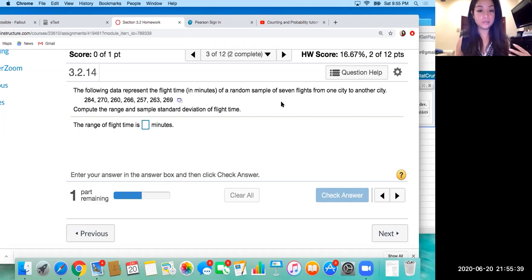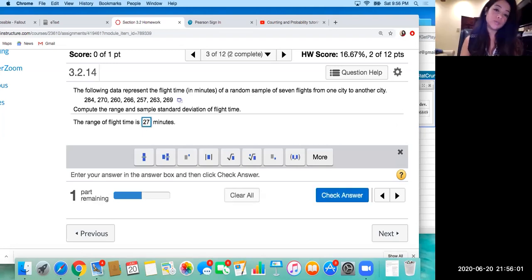And let's see. The biggest is 284, and the smallest is 257. So the range is 27. Yeah.